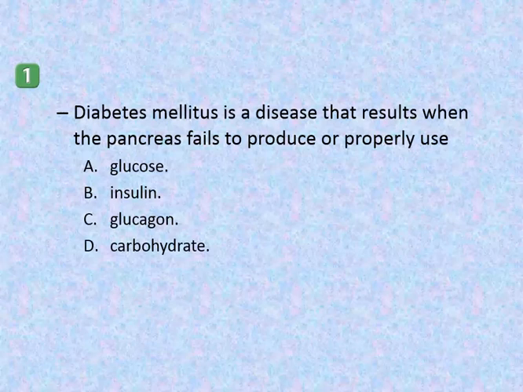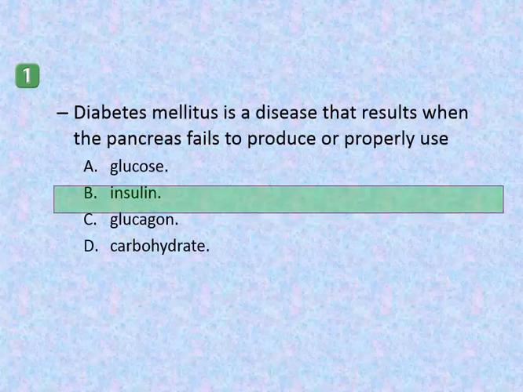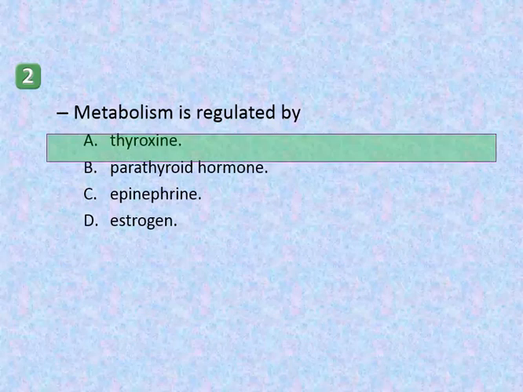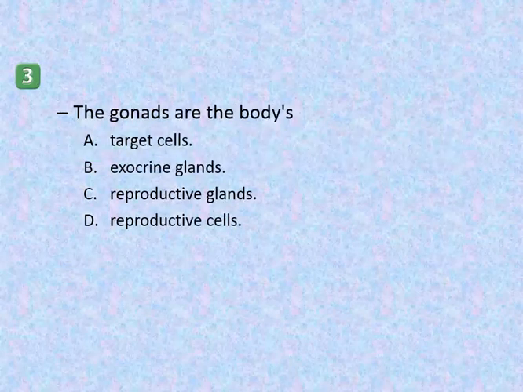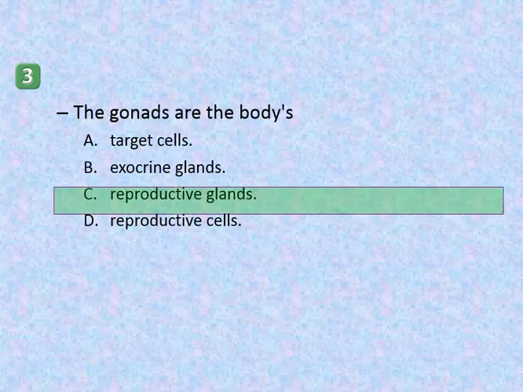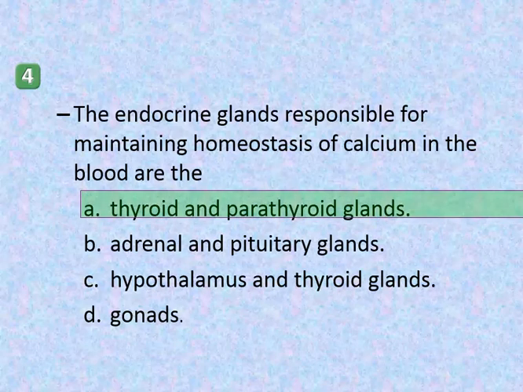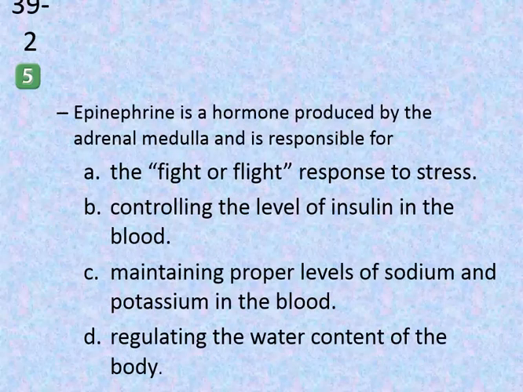So let's go ahead and answer these. That's right, insulin. Remember this one? Good. Thyroxine. Gonads, we just talked about them. Good. Calcium. Which one was the one that dealt with calcium? Do you remember? Hopefully you remember at least one of these that dealt with calcium. Right, that parathyroid gland, that PTH hormone, and thyroid. Epinephrine. Yep, fight or flight. Good. And that's the end of part 2 on the endocrine system.